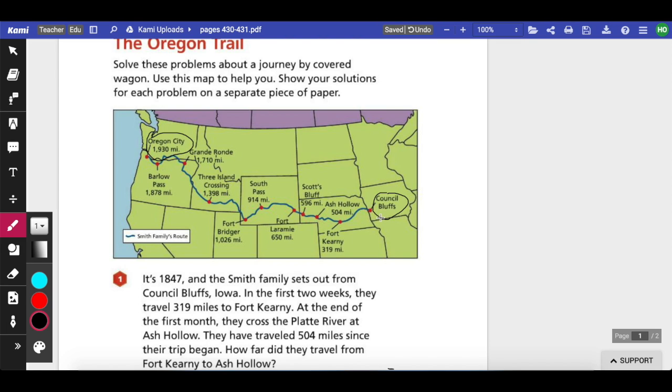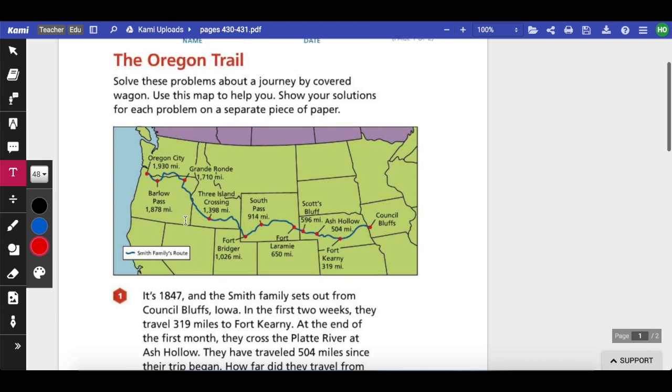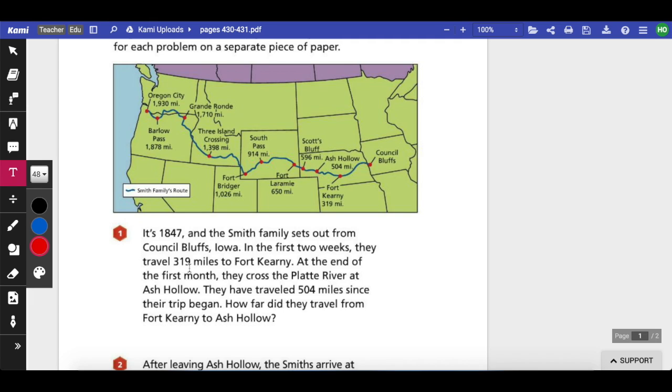Keep in mind, I want you to remember that each distance is showing the distance from the beginning. So now we're trying to figure out and compare the distance between two different points. I'm going to read number 1, and we're going to go over it together to show how I want you to show your work for me. That way it's really clear what I expect from you during your homework.